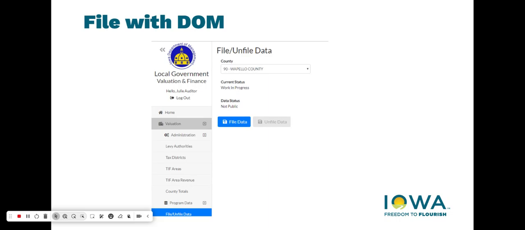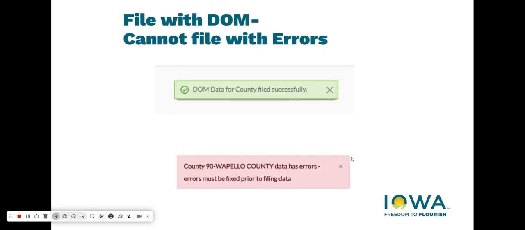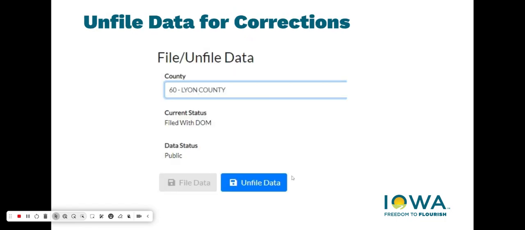Once you've done your numerous checks, reconciled what you're seeing on the screen with your local software, you can then file the data. And it's going to say, are you sure you want to file the data and make your data available to the public? You select yes. So what you'd want to see obviously is the green, that your data has been filed successfully. If you get a red, that means you have errors and you need to fix those prior to filing your data.